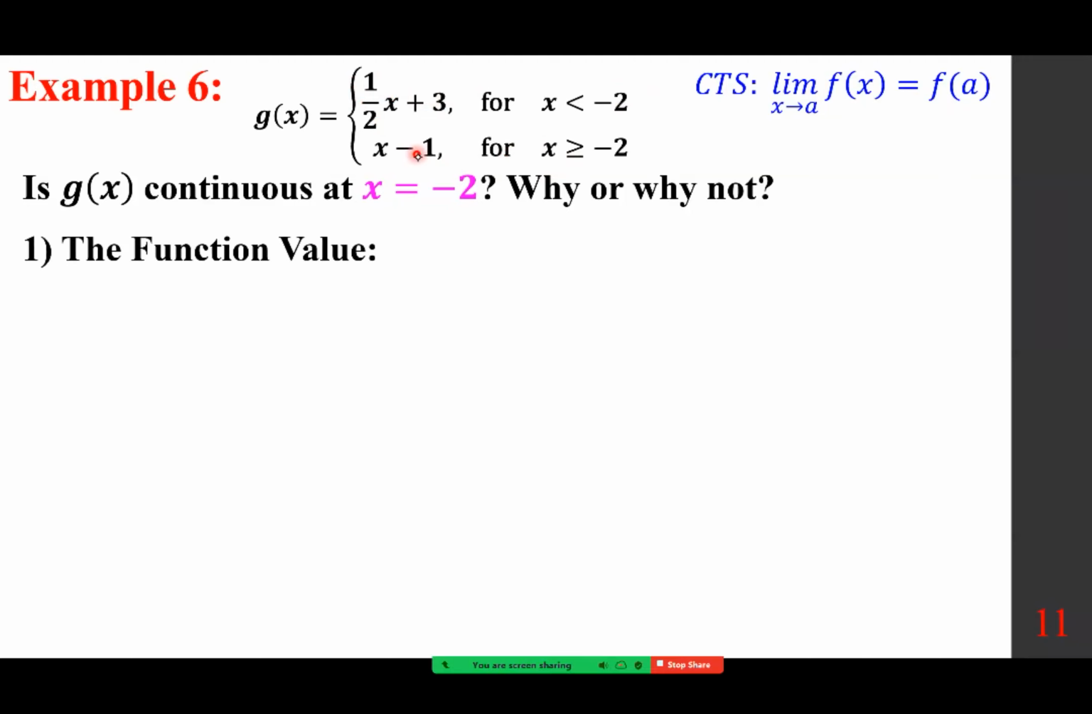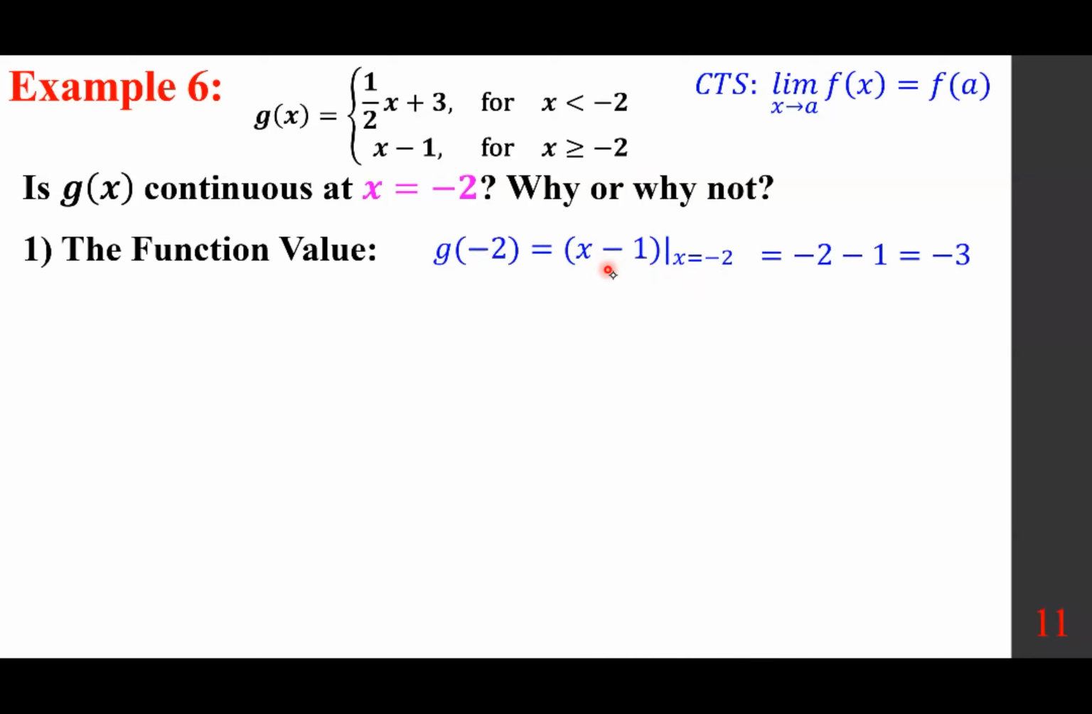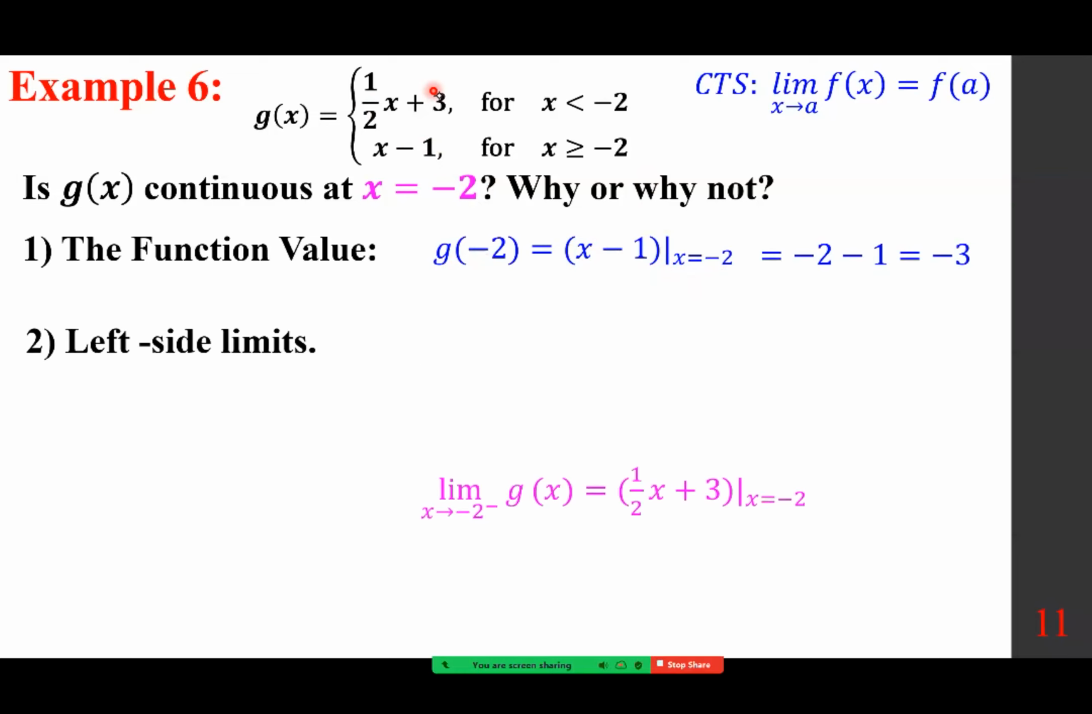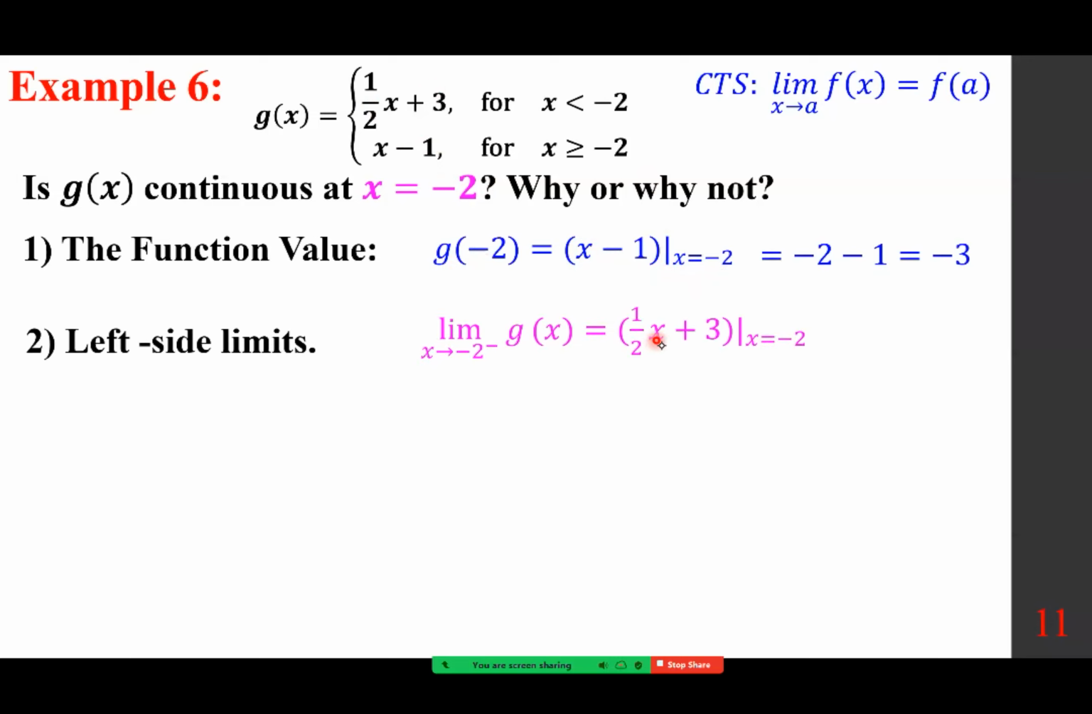So we're going to plug in here. And the notation is g of -2, x minus 1, such that x equals -2. When you plug in, you get -3. Now we're going to look at the limit from the left and right side. So from the left side, we use this one. If I plug in -2 here, this cancels out. This one gives me -1 and 3 is 2.